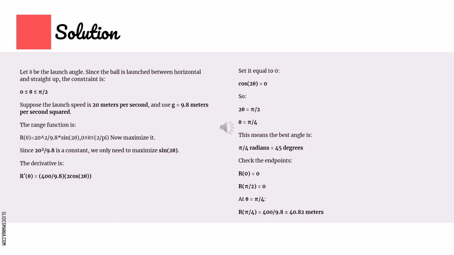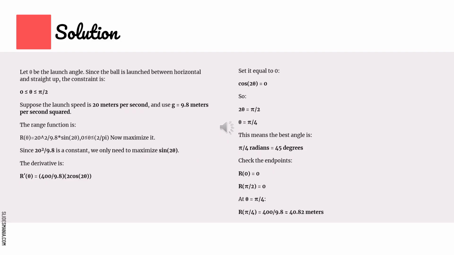Now let's maximize it, and we're going to use a derivative for that. We're going to differentiate r of theta, and we'll have r prime of theta equal to 400 over 9.8 times 2 cosine of 2 theta. We can set it equal to 0, with theta equal to pi over 4, or check the endpoints, which are 0 and pi over 2.